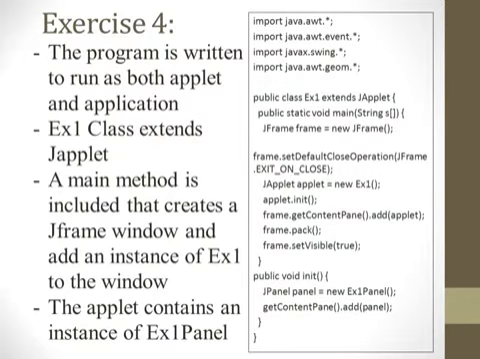Here a program is written to run both as an applet and as an application. The exercise 1 class extends JApplet. A main method is also included that creates a JFrame window and adds an instance of ex1 to the window. The applet contains an instance of ex1.